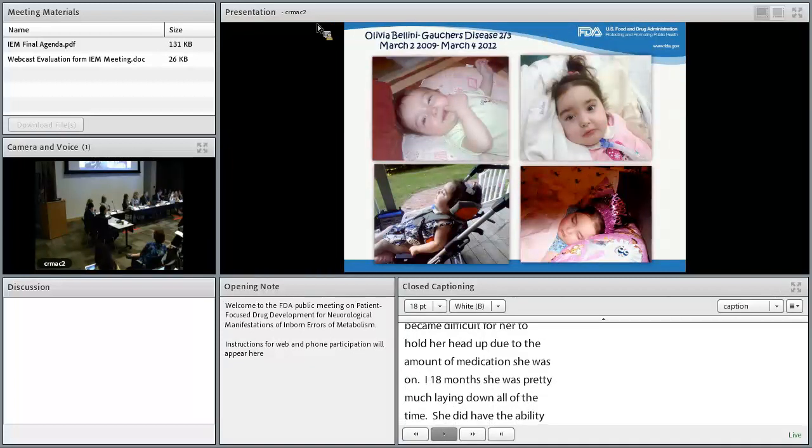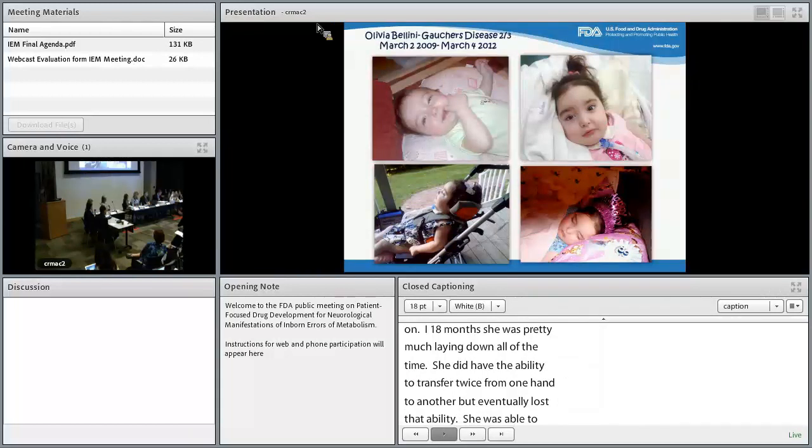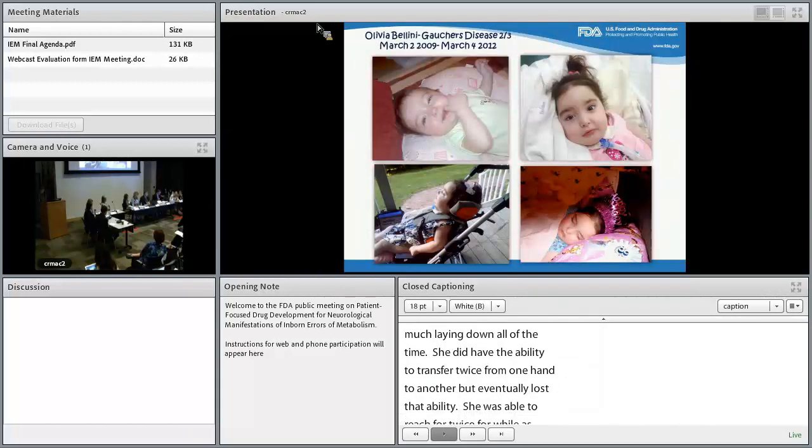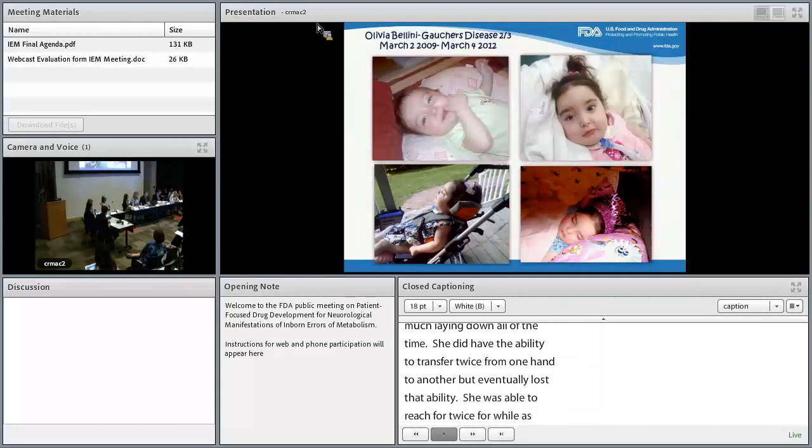She did have the ability to transfer a toy from one hand to the other, but eventually lost that ability. She was able to reach for toys for a while as well, but in the end, you can only see just a small effort being made on her part, but she couldn't quite get there.